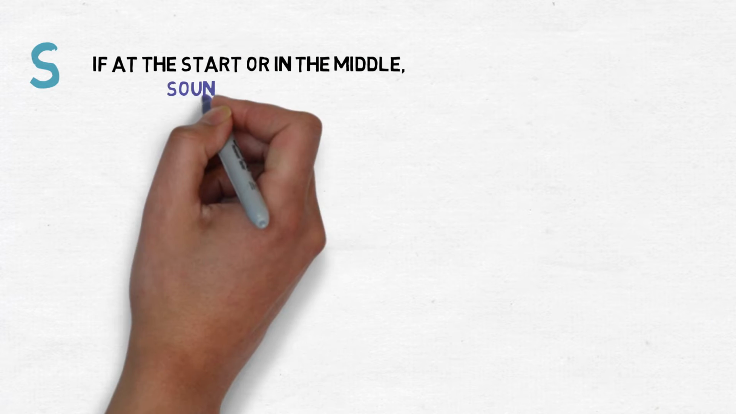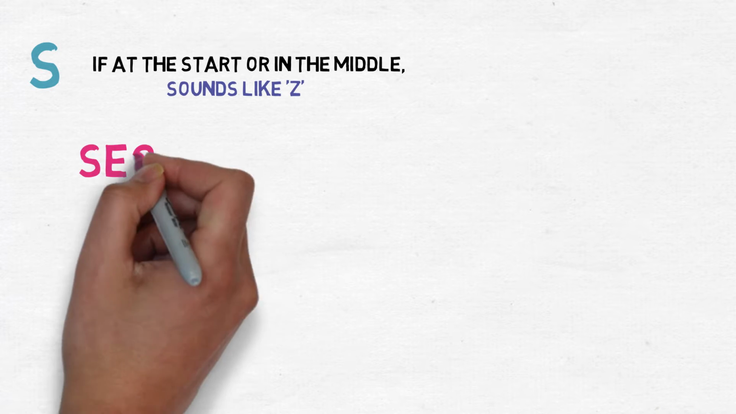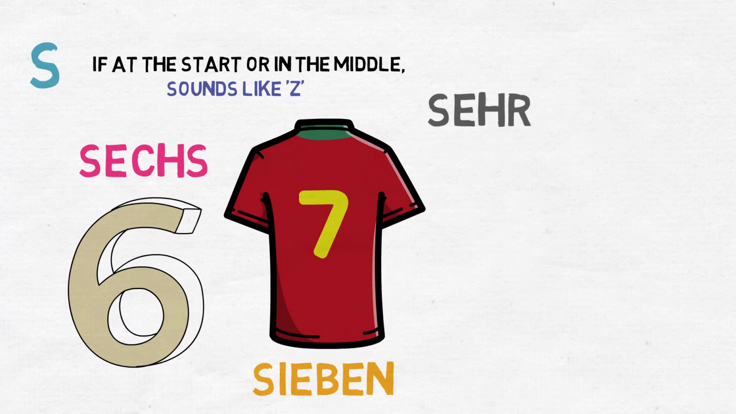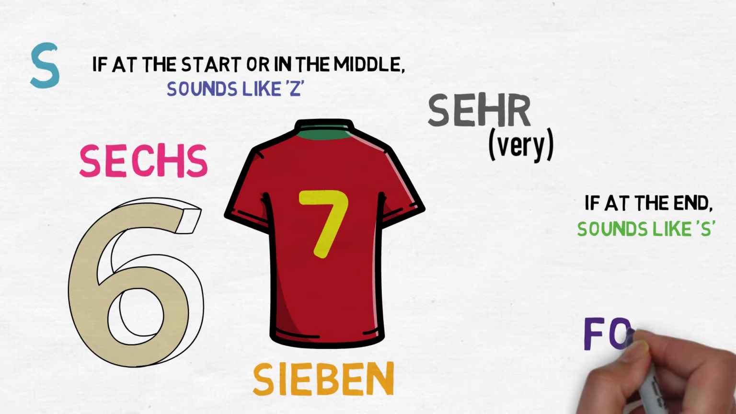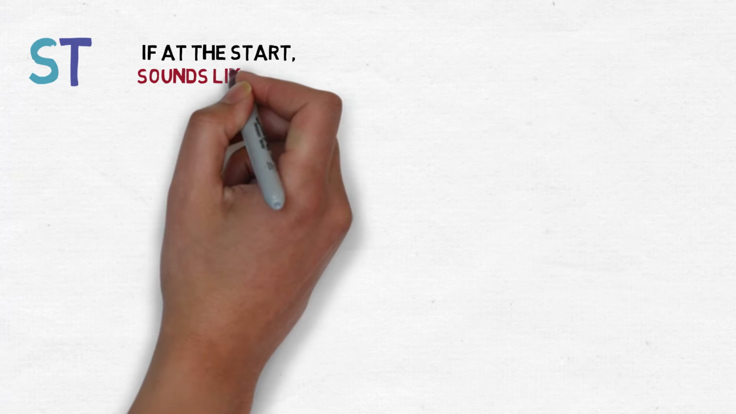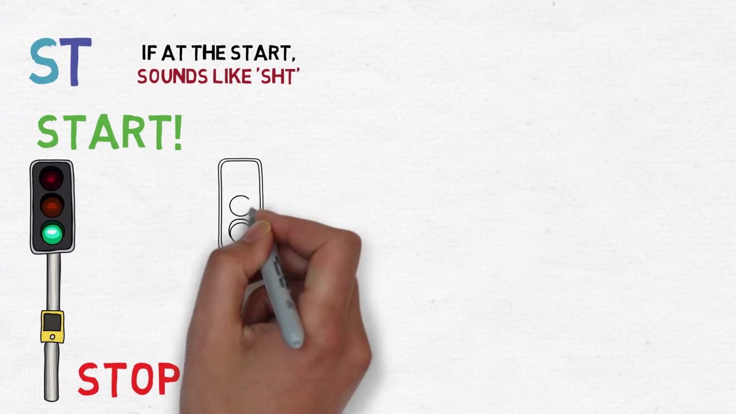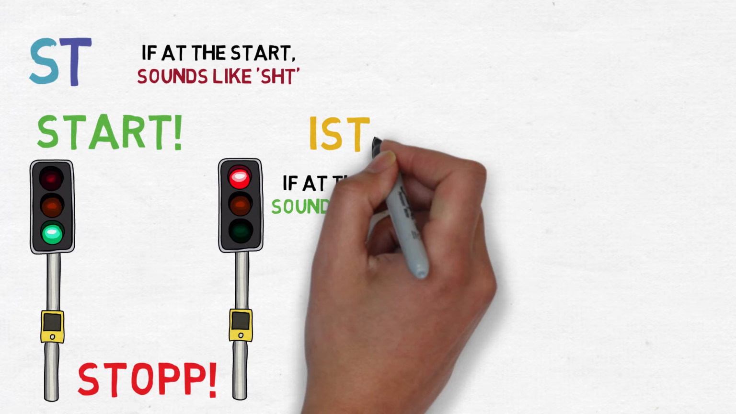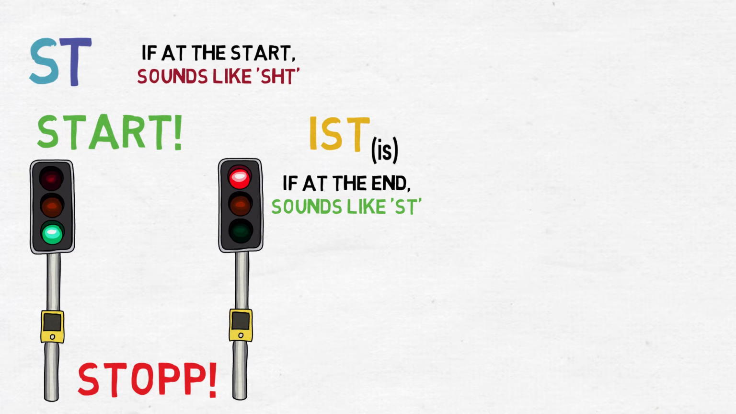S. This letter, when starting or in the middle of a word, sounds like z. For example, sechs, meaning six, sieben, meaning seven, sehr, meaning very. If it's on the end of a word, it's a s, like Fotos. St. At the start of a word, this sounds like sht. For example, Start und Stopp. At the end of the word, it's st, like ist. In some areas of southern Germany and Austria, all instances of st sound like sht, so ist would be pronounced ischt.